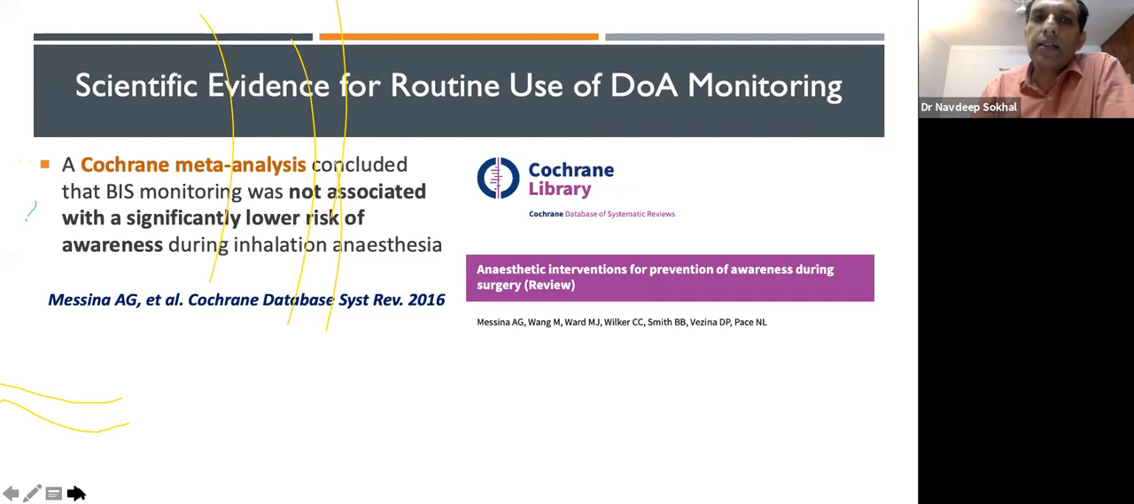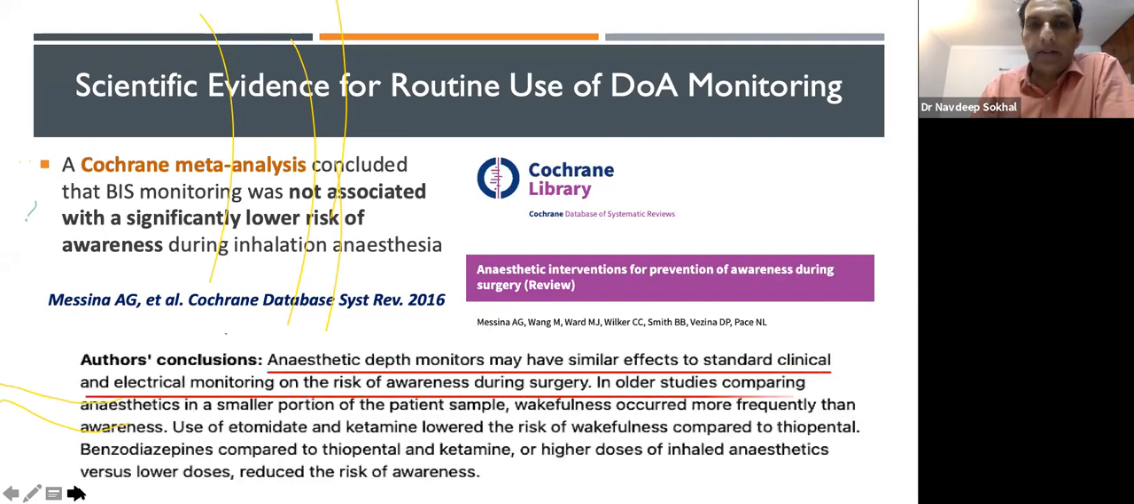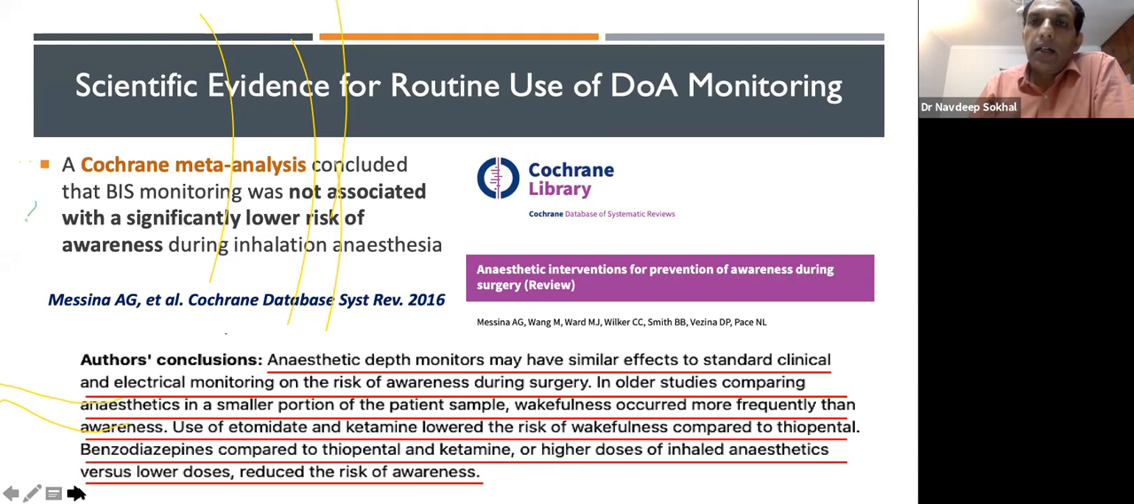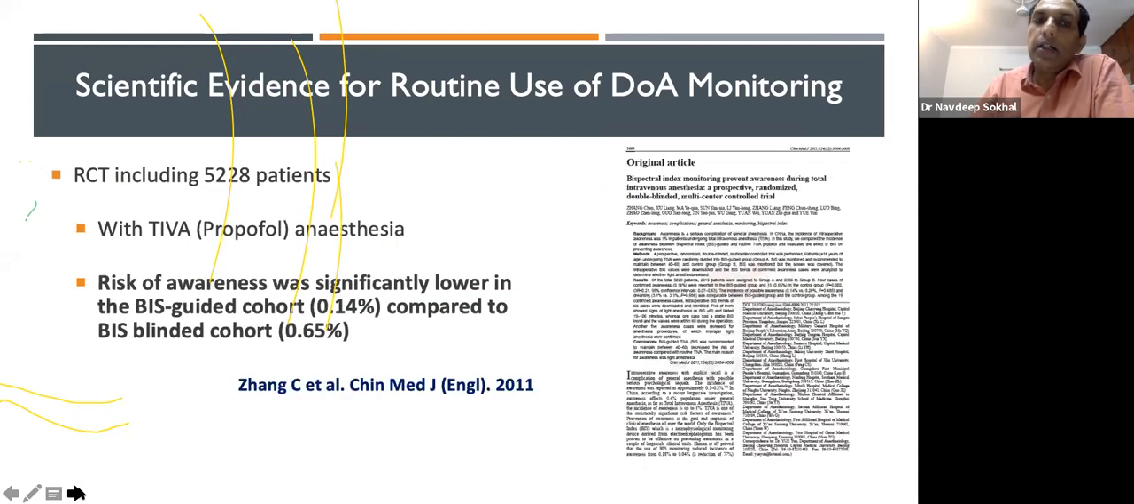A Cochrane meta-analysis concluded that BIS monitoring was not associated with a significantly lower risk of awareness during inhalational anesthesia. So no evidence there. In TIVA, the risk of awareness was significantly lower in BIS-guided compared to clinically guided anesthesia. So where TIVA is used, the use of these monitors should help.